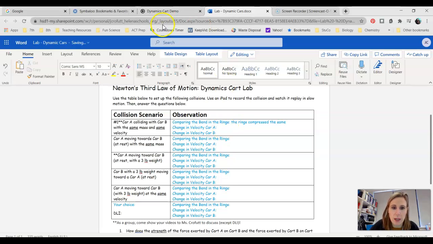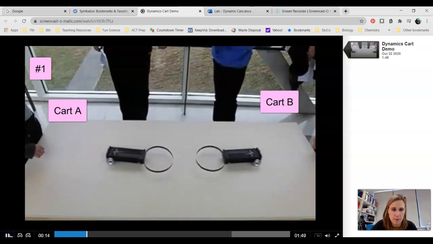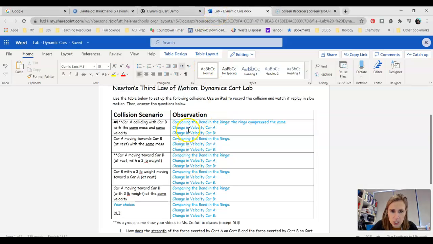Okay, and then the change in velocity. So after the collision, you're going to look at this and see what happens to the change in velocity. For this one, change in velocity of cart A, the cart on the left, you would say moved backwards at the same speed as B. Cart A, because it had the same mass as B, also moved backward at the same velocity as B. Some little typos there, okay? And then that's basically how you fill out the data for this.